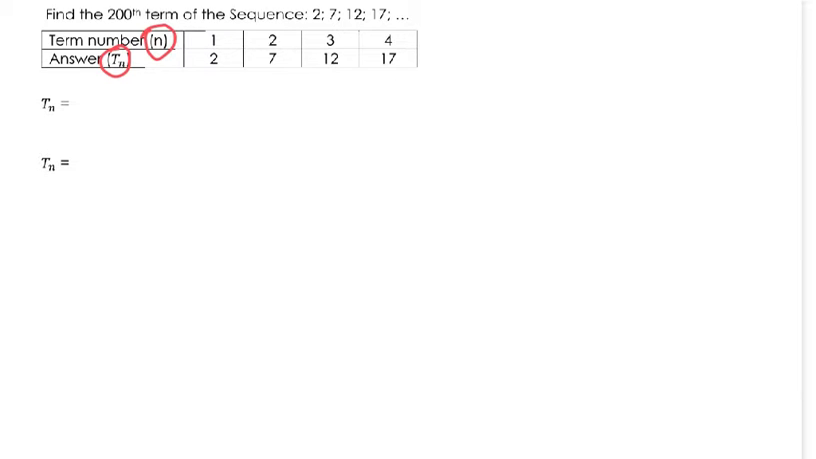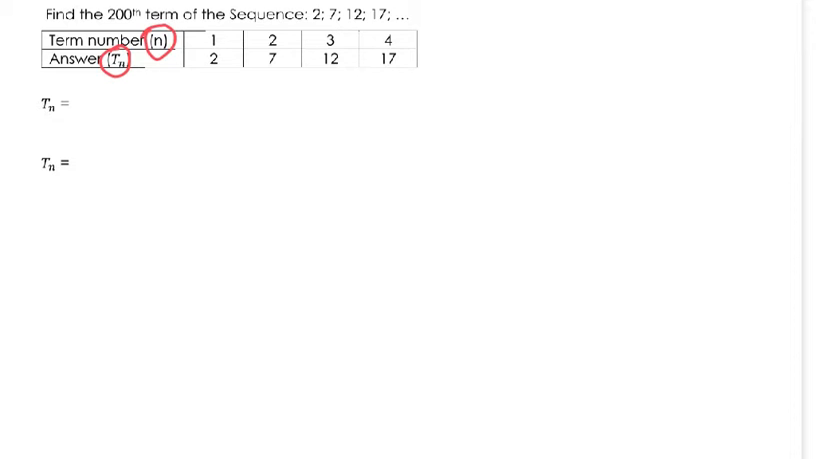So the answer for term 1 is going to be 2, for term 2 is going to be 7, for term 3, 12, and so on. And we want to find out what the answer, or Tn, will be for the 200th term. The first thing we're going to do to find our formula is to have a look at how much is being skipped in the term. This one is quite simple.